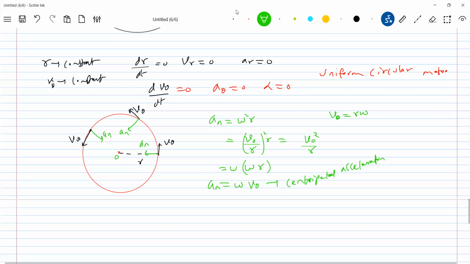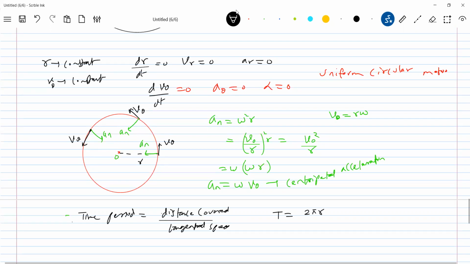Uniform circular motion. What about the time period? What is the time period? We define the time period as the distance covered divided by the tangential speed. So t is equal to the distance covered in one revolution, 2 pi r, with a tangential speed. Like this, we can now define the time period here.